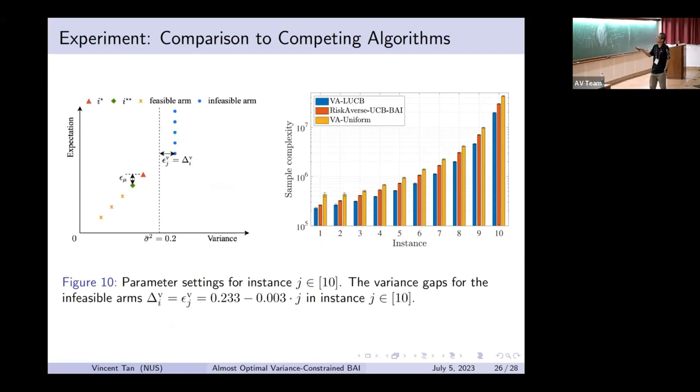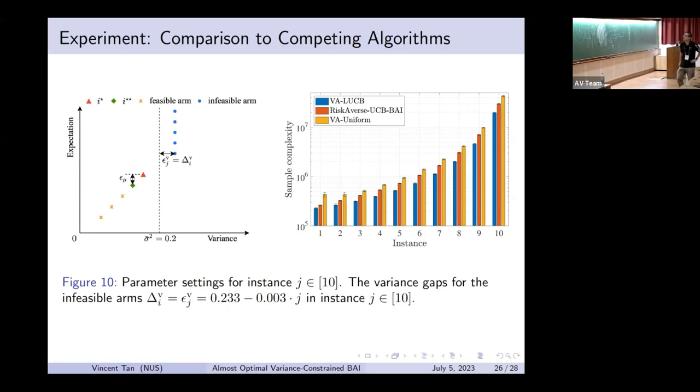So here, focus on this plot. There are 10 instances, just focus on any one of the bar plots here. The shorter, the better. So what are we displaying here? The left bar here is the stopping time of our algorithm. The red line is the stopping time of David et al.'s algorithm, risk-averse UCB-BAI. And the worst one is, of course, uniform pulling. So among all these instances, we see that our algorithm results in the fastest stopping time, which is good news. So this LUCB algorithm seems to be working okay.